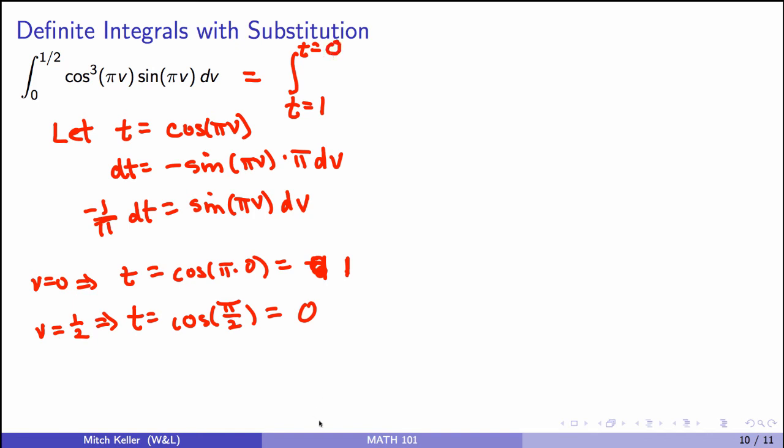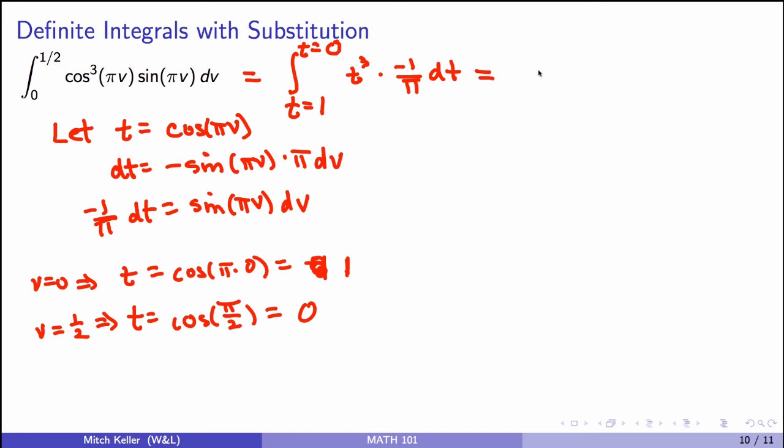So even though your inclination might be to say, oh, well, I need to go from the smaller number to the larger number, no, you need to keep them in the same order that they matched up. So this limit needs to be the one that corresponds with the 0 limit, the lower limit over there. Okay, so now we've got t cubed, and then we get times minus 1 over pi dt, because sine of pi v dv is minus 1 over pi dt.